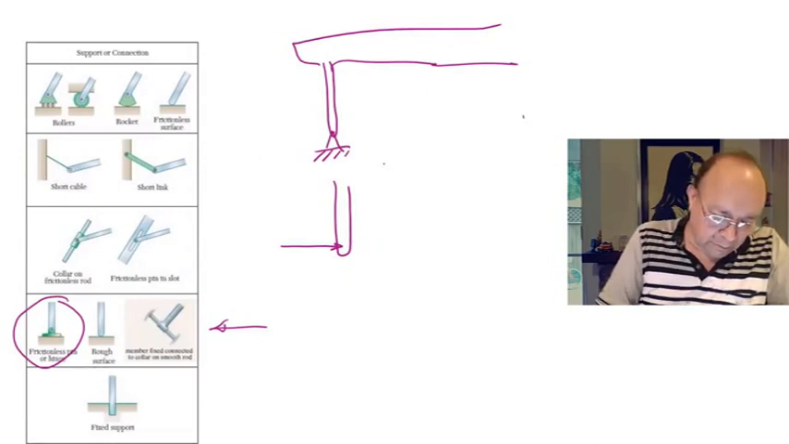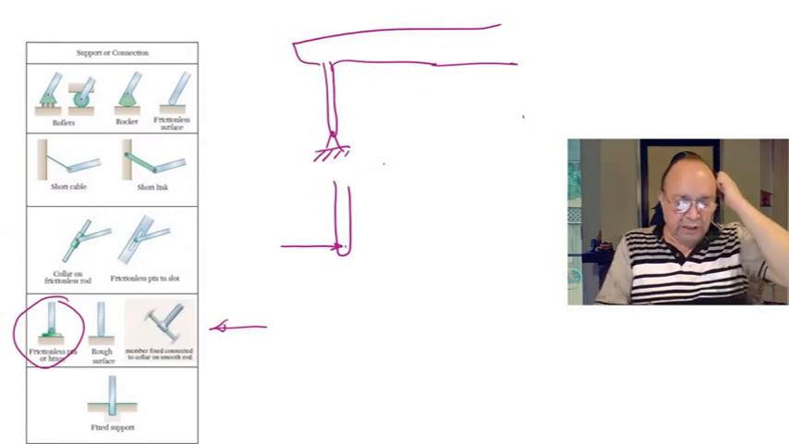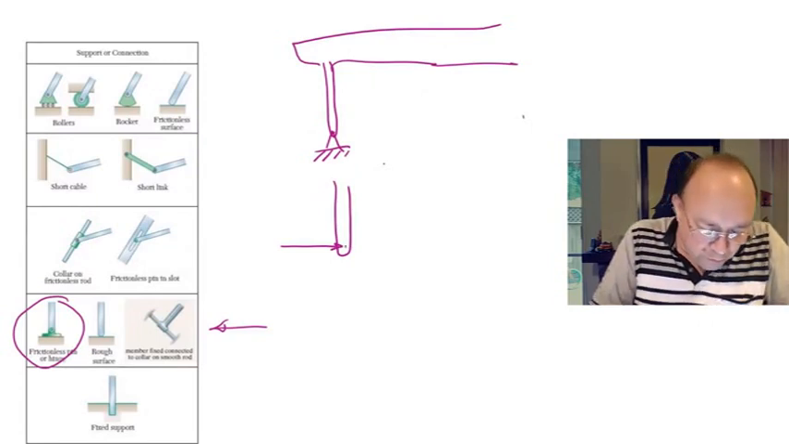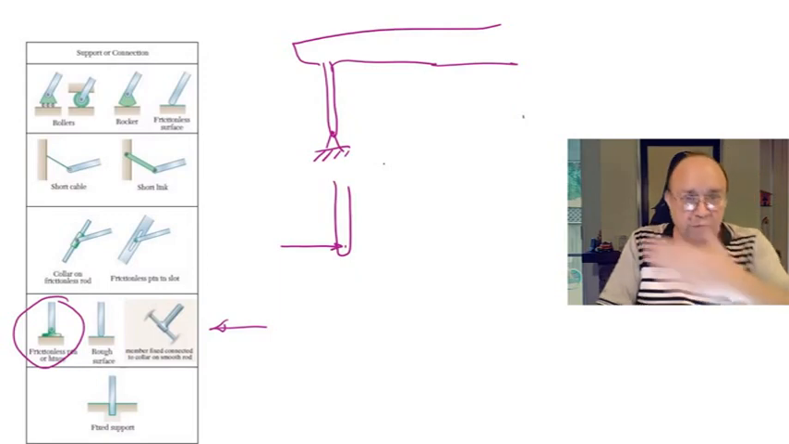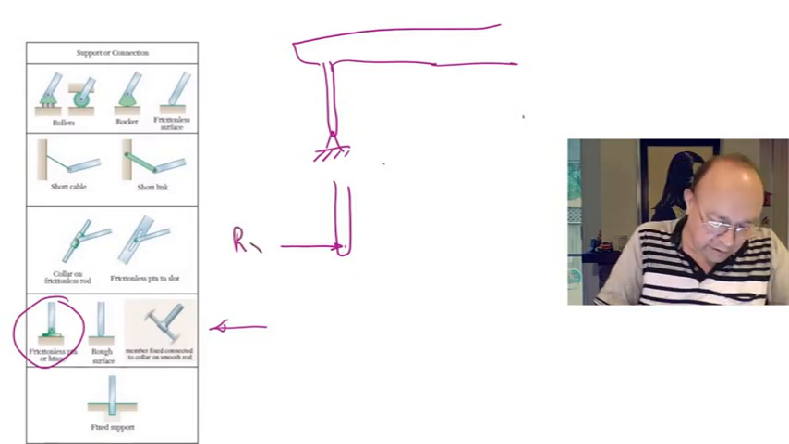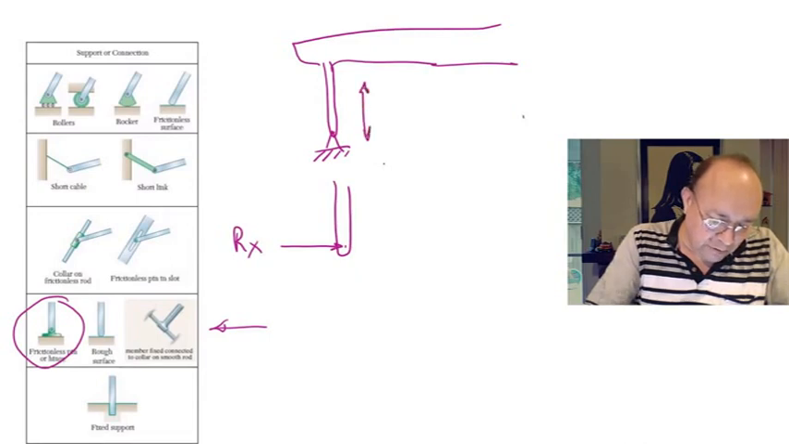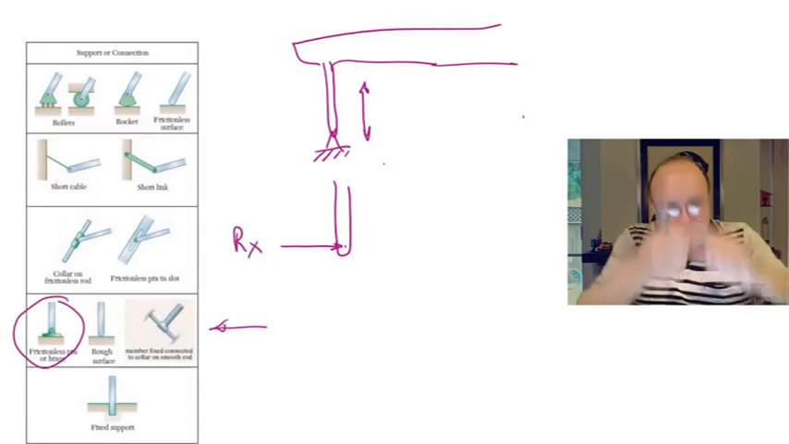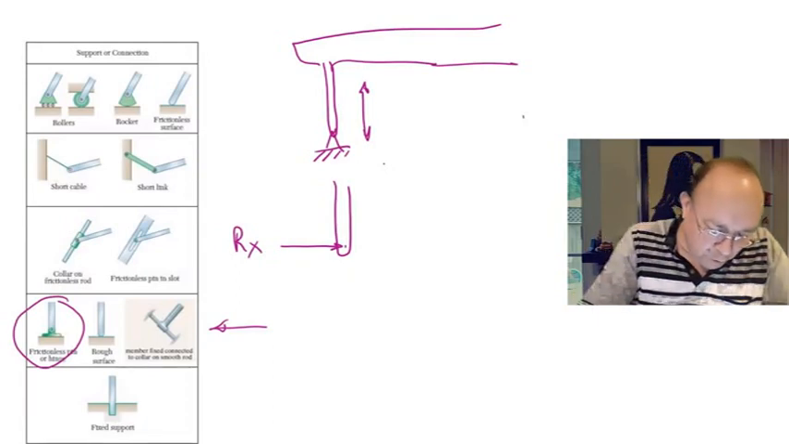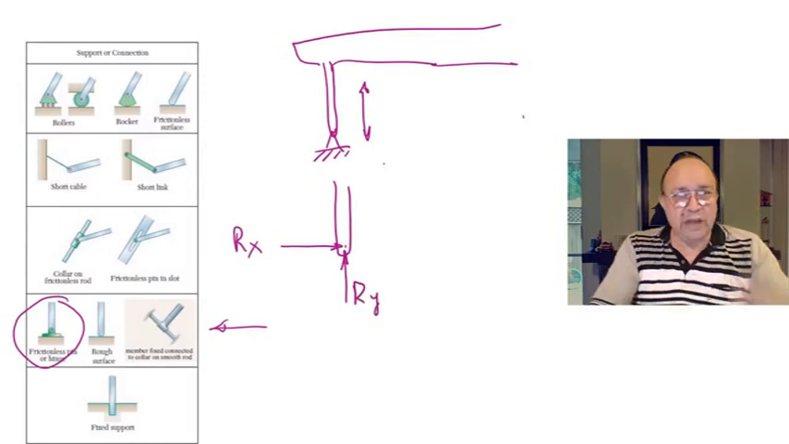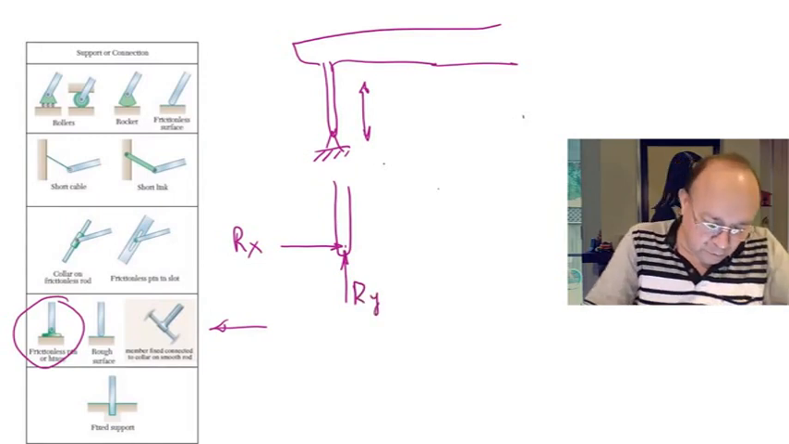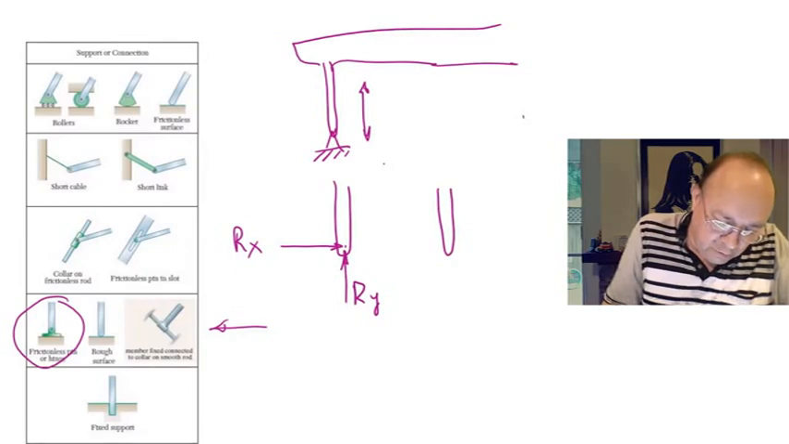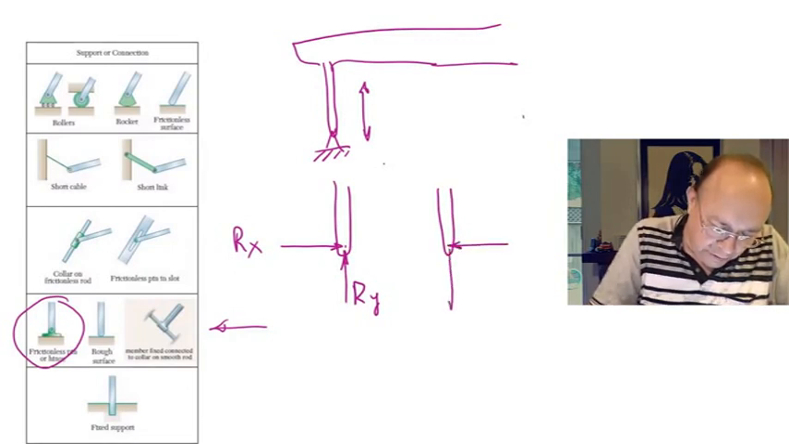Let's take one of them. So the body is not going to move in the horizontal direction. And if this body tries to move up or down, the pin is also not going to allow the motion in the vertical direction. It will oppose that motion, applying a vertical force. It could be up or it could be down. So it could be this way, or it could be this way.